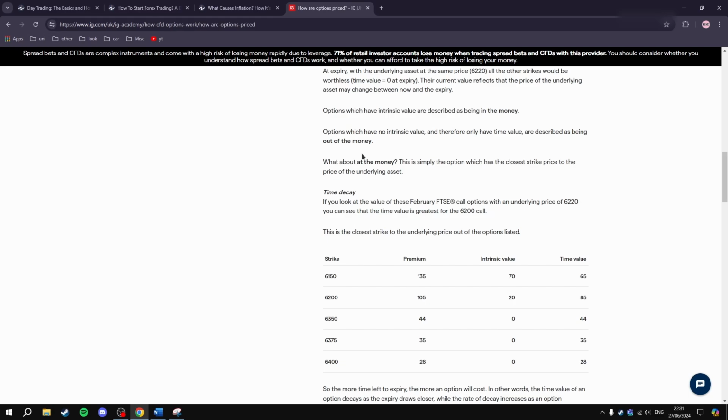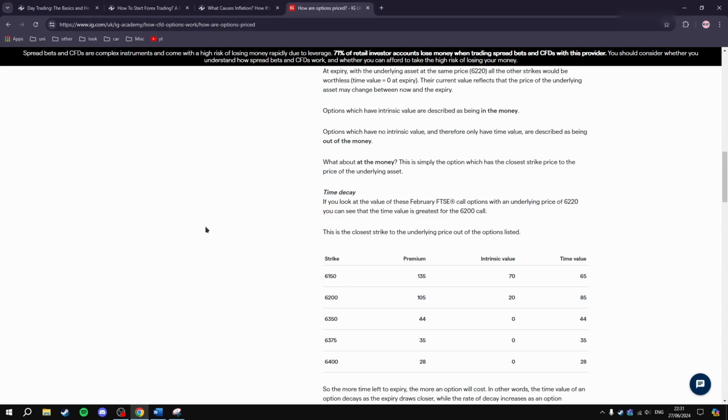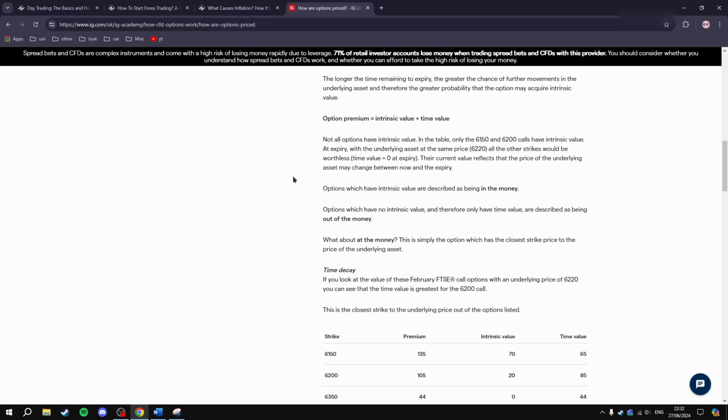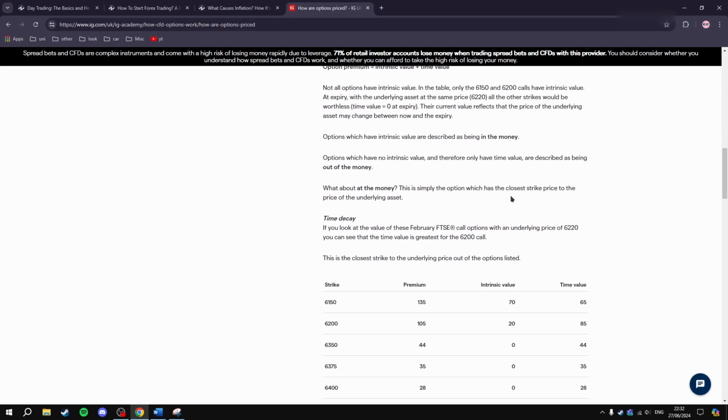So all other strikes, as in everything apart from, including 6150 and 6200, right? Or is it only the ones with intrinsic value that are not worthless? Their current value reflects that the price of the underlying asset may change between now and expiry, okay?